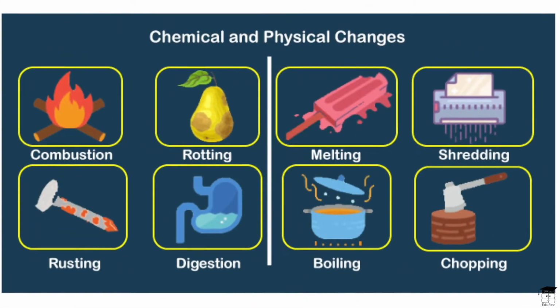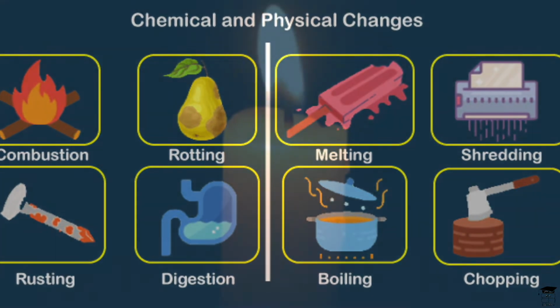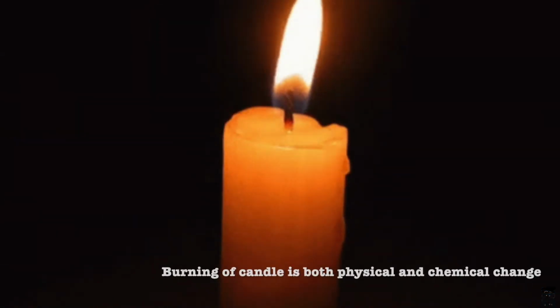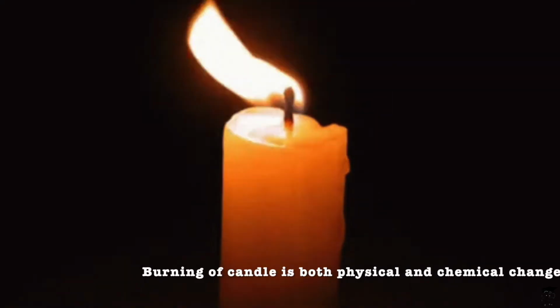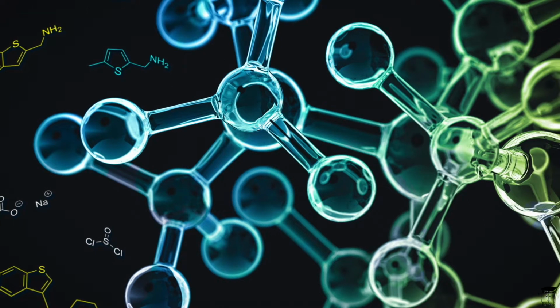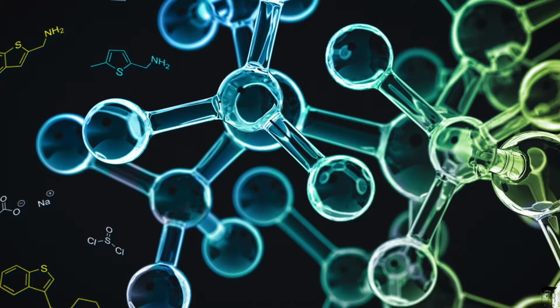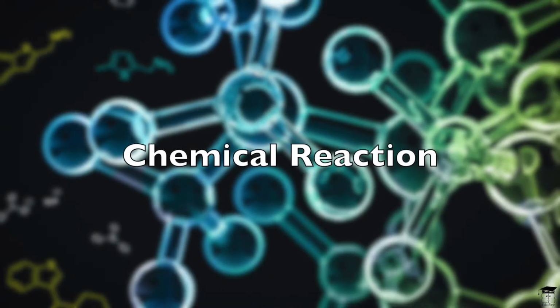We have already covered physical and chemical changes of matter in our previous classes. We have also studied that some changes could be both physical and chemical change simultaneously, such as the burning of a candle. Every chemical change can be represented by a chemical reaction. But first, let's study what is a chemical reaction.